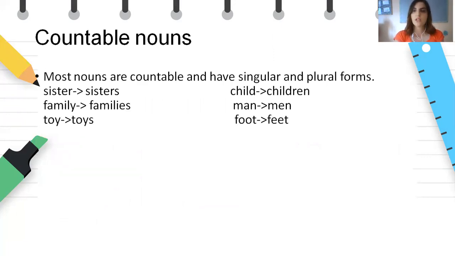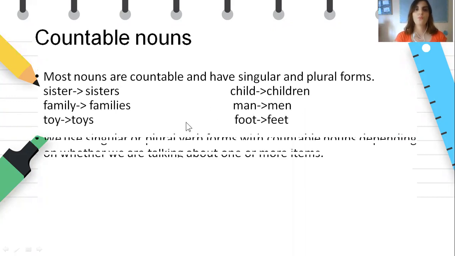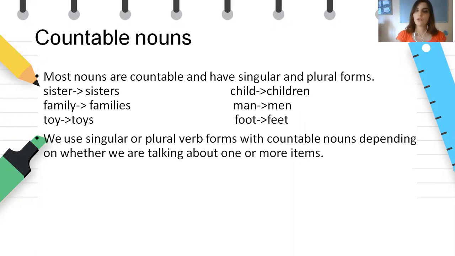Most of the nouns are countable and have singular and plural forms. Sister, sisters, family, families, toy, toys, child, children, man, men, fish. So this is the irregular form, as you know. We use singular or plural verb forms with countable nouns depending on whether we're talking about one or more items.